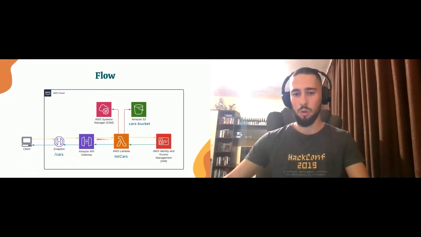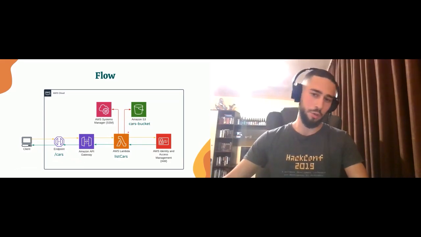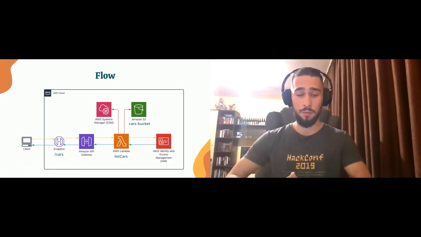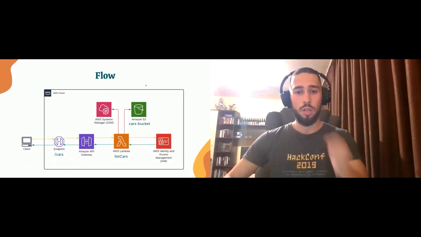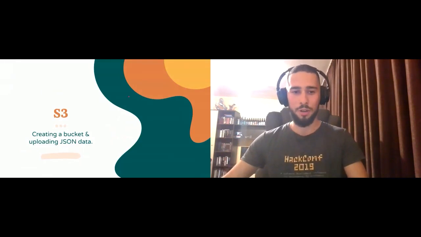So this is the main flow of the application, and we actually use two other AWS services. The first one is AWS IAM, or Identity and Access Management service. This service gives Lambda the permissions to access other AWS services, which in this case are S3 and the AWS Systems Manager, or SSM, where we'll store our data in order for it to be kept in a safe place. So let's start with our S3 bucket.